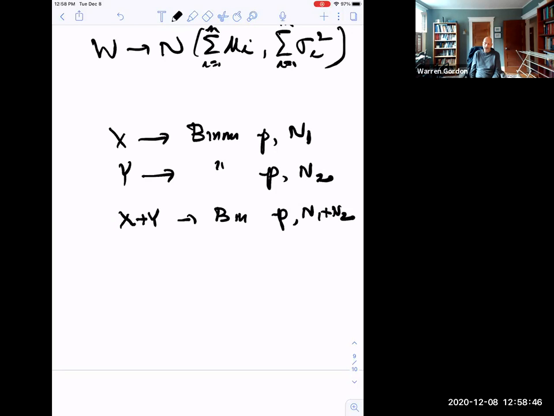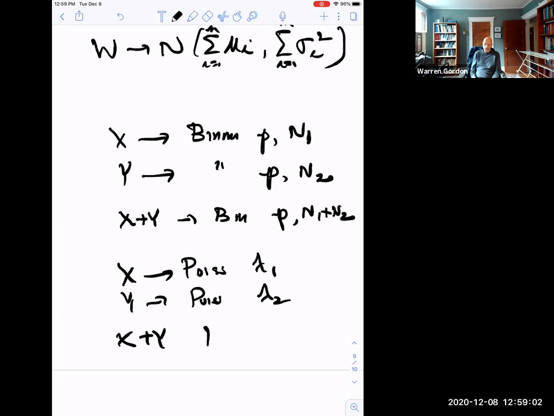And then you could do the same thing. Instead of binomial, suppose X was Poisson with parameter lambda 1, and Y is Poisson with parameter lambda 2, and they're independent again. Then X plus Y will be Poisson with parameter lambda 1 plus lambda 2. You might want to try proving those. They're done exactly the same way using the moment generating function.